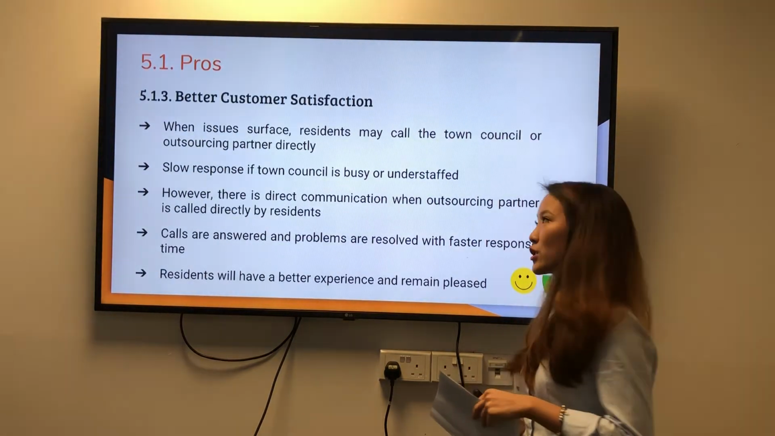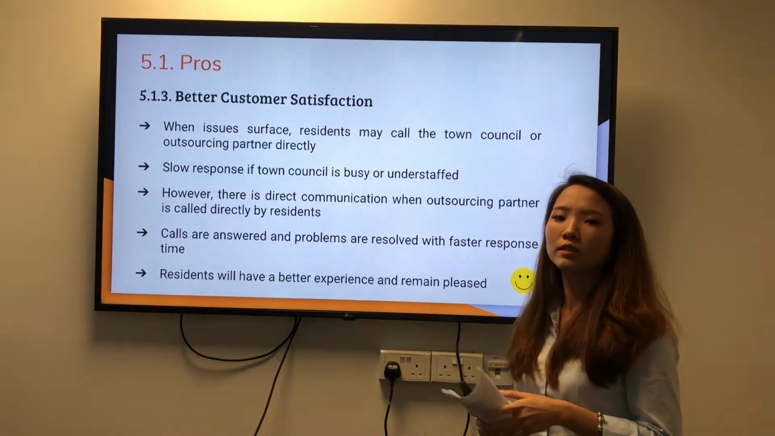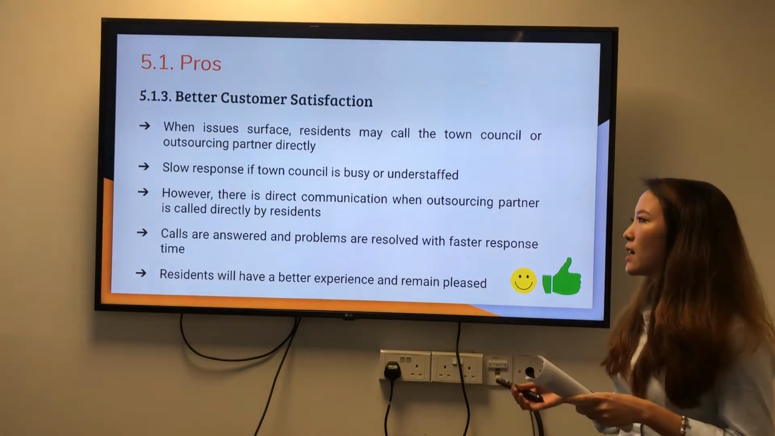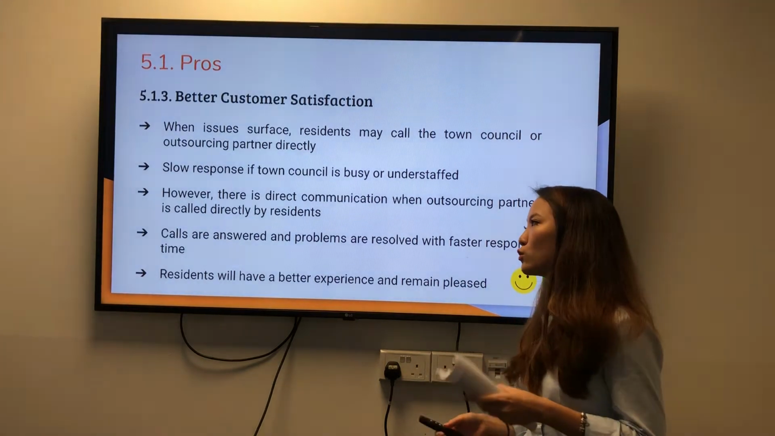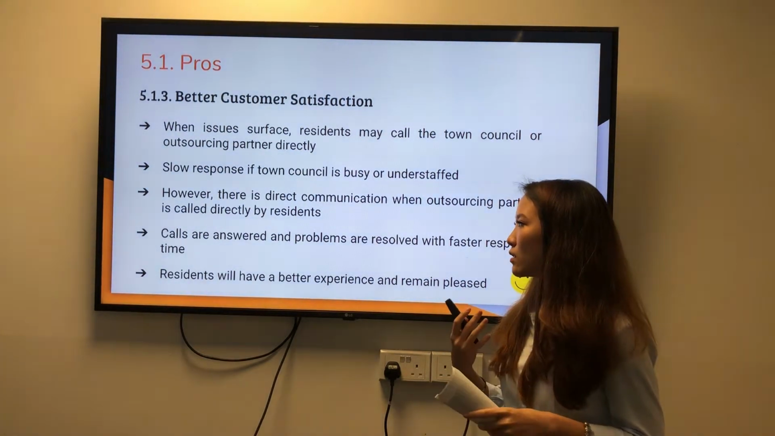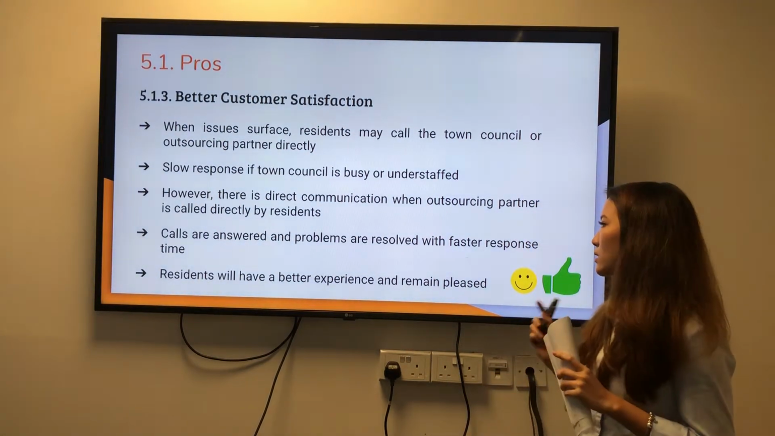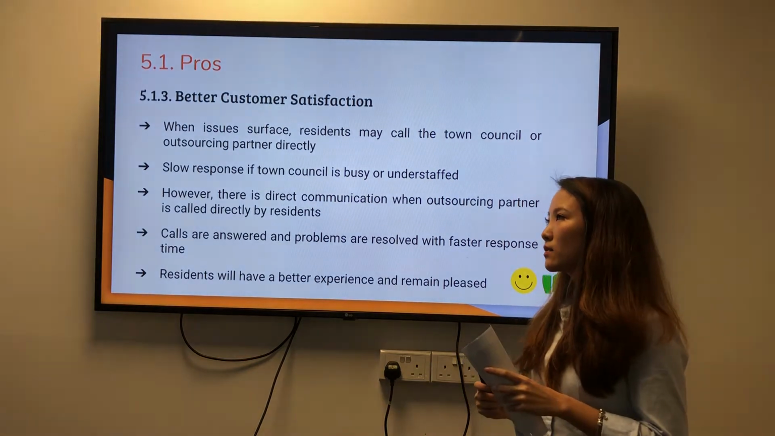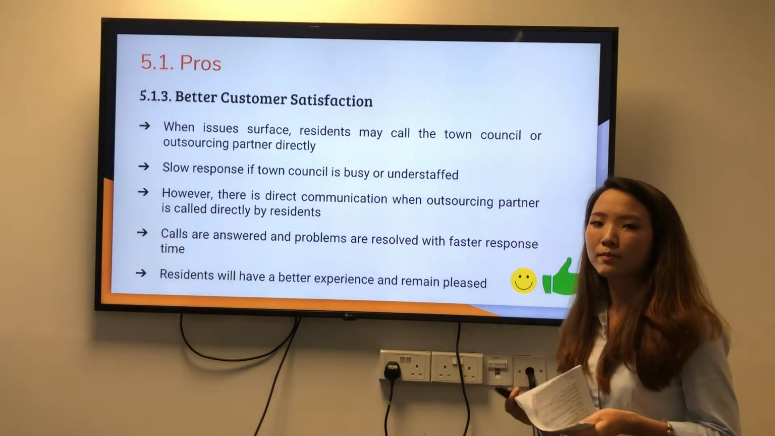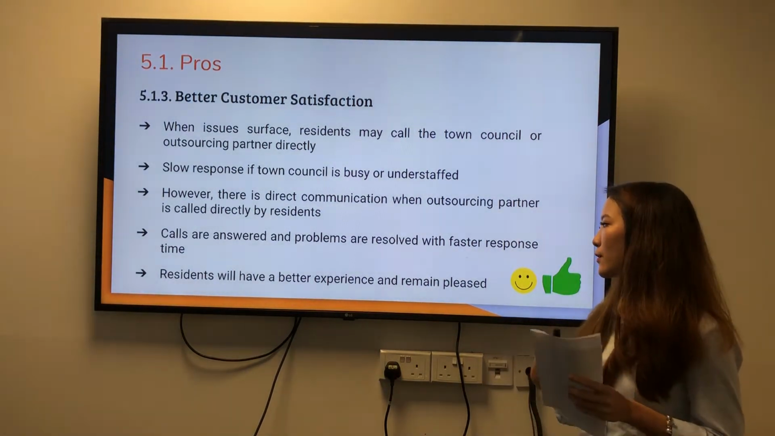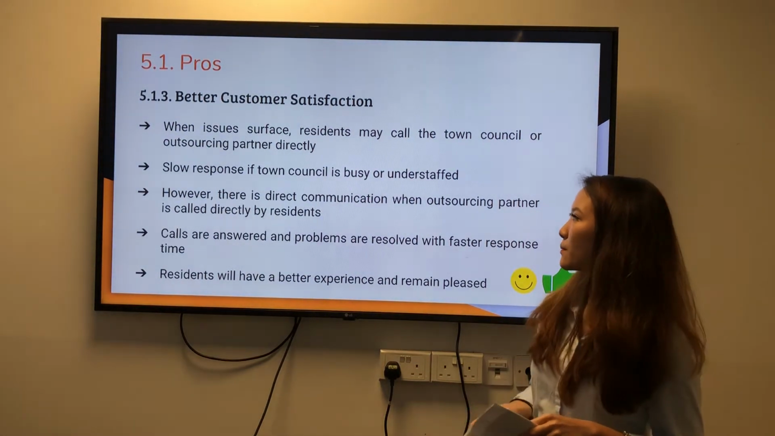Next would be better customer satisfaction. When issues surface, residents may call the town council hotline or the outsourcing partner directly. And if sometimes the town council is busy or understaffed, they might take a while to respond to the feedback by the residents. Therefore, when they call the outsourcing partner instead, the calls will be answered directly by the outsourcing partner because that's their main responsibility. So there will usually be a faster response time. Therefore, residents would have a better experience and remain pleased.